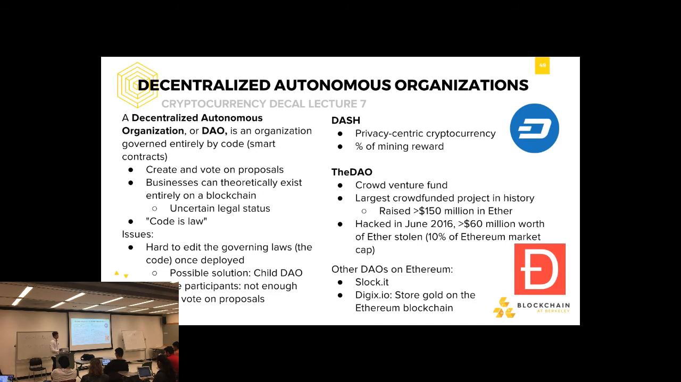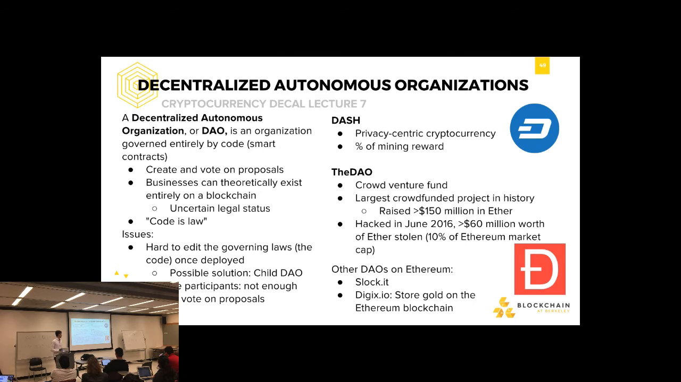The last use case is a decentralized autonomous organization, which is basically an organization that's governed entirely by math and code, where the entities may be people, they may be computers, they can be whatever. These entities can create and vote on proposals, and theoretically you can have businesses that exist entirely on a blockchain, paying for all of the input costs on a blockchain and producing all output on the blockchain. There's some uncertain legal status, probably just because the space is so new, but the general notion behind DAOs is code is law. Trust in math and code as opposed to governments and institutions.